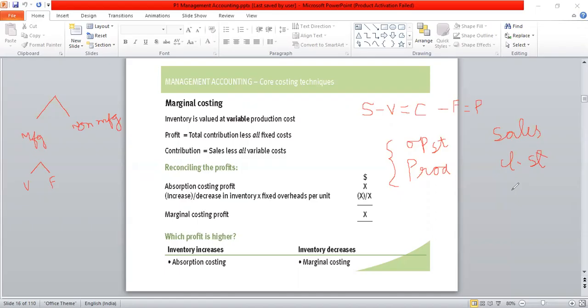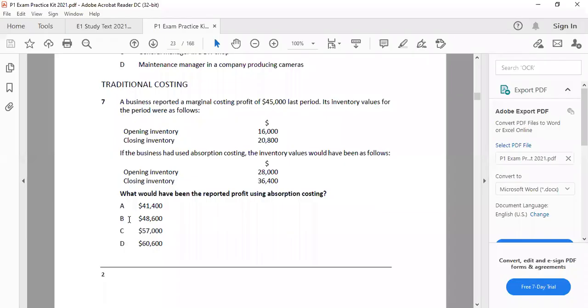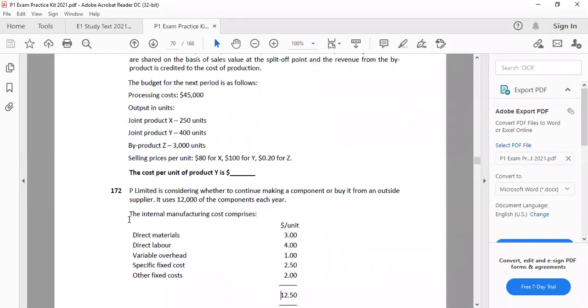Marginal costing charges only the variable manufacturing cost to the closing stock. The rest of the costs are deducted in the income statement, whereas absorption costing proportionately charges an amount to the closing stock. So that is the treatment. From the examination kit, I will put you to the exam kit. Before question number 7, all of them are theoretical questions.